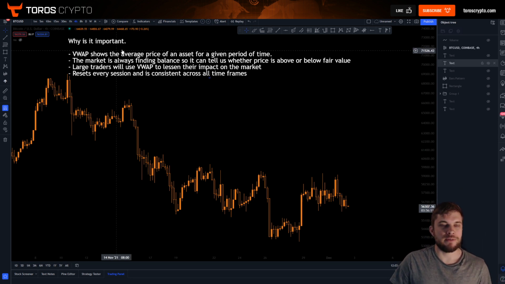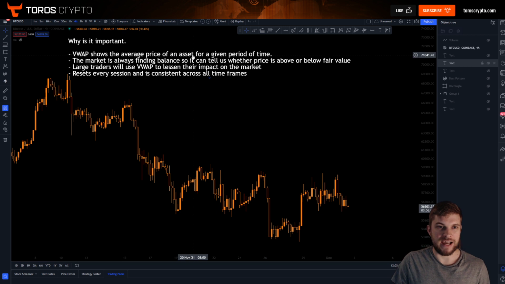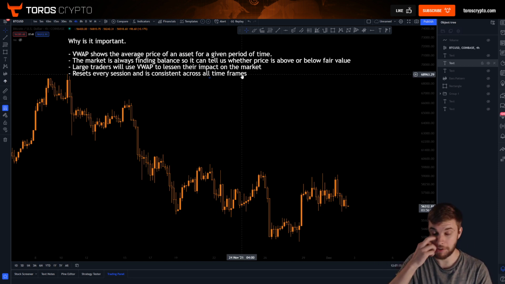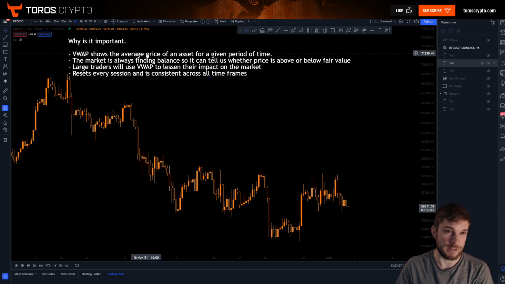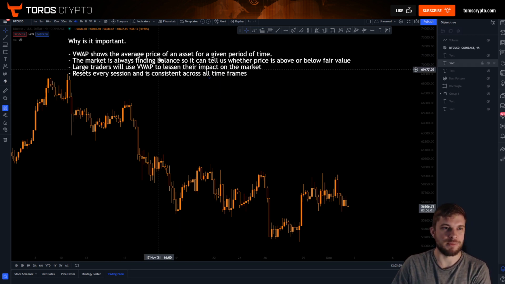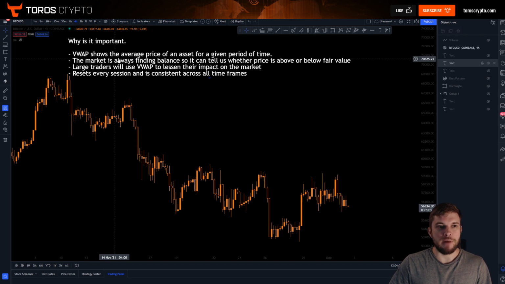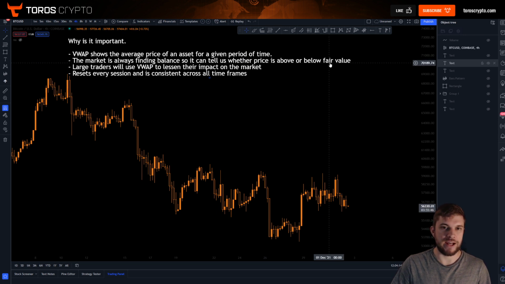The VWAP shows the average price of an asset for a given period of time. I have just gone over this, that is basically what it is. It's that benchmark for price that shows you the average price of the asset for that period of time, whether it's a session, a weekly, or anchored. The market is always finding balance, so it can tell us whether price is above or below fair value.